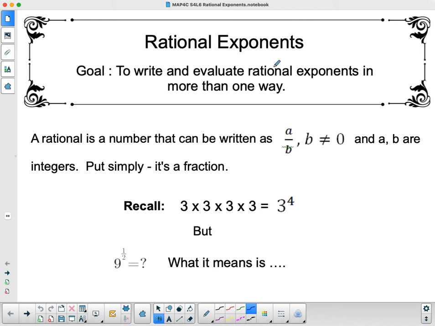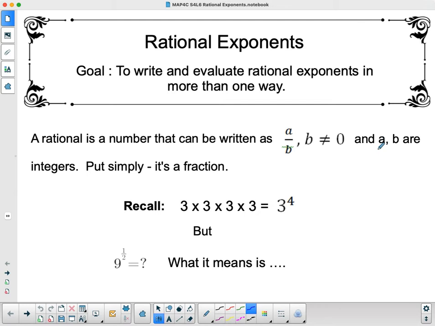We're looking at lesson 6, so we're really getting into the home stretch here for the final days of the course. We're going to talk about rational exponents today. So our goal is to write and evaluate rational exponents in more than one way.